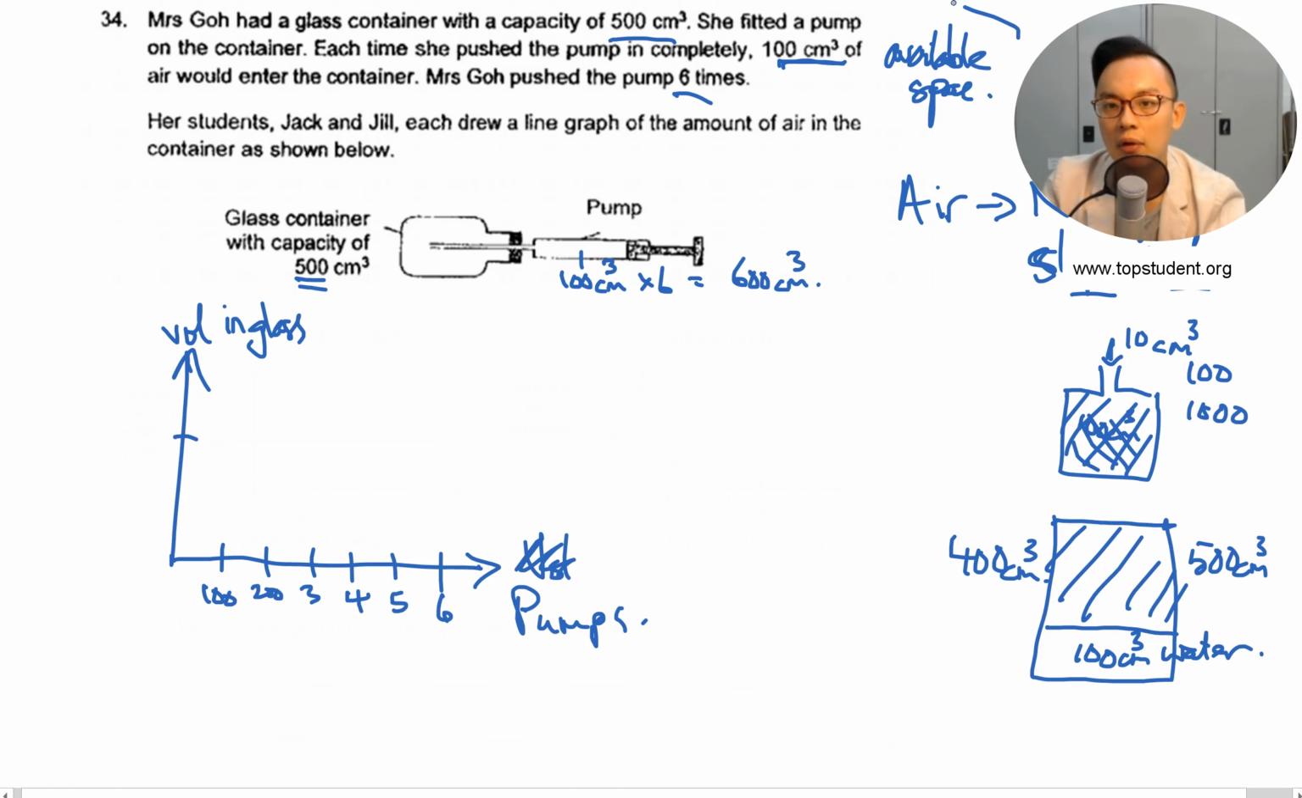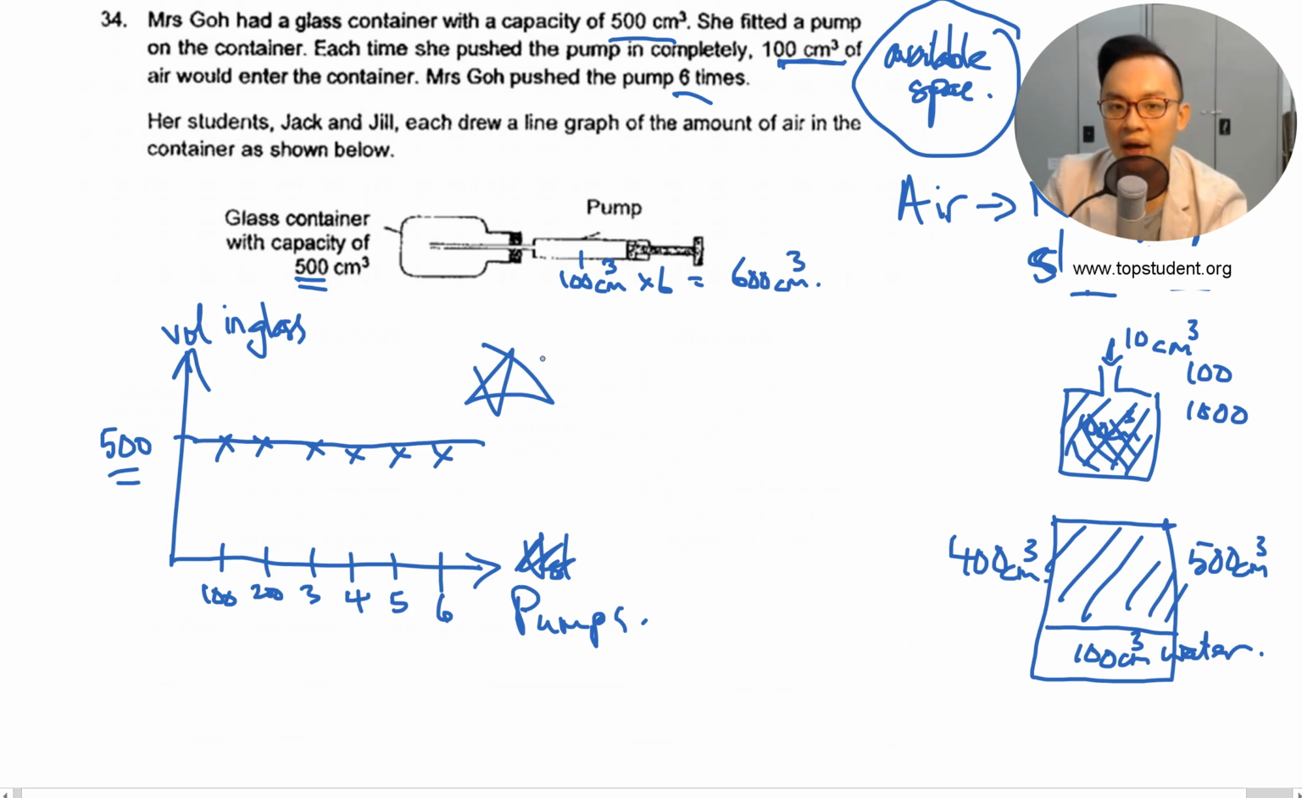Like I said, air will take up all available space. So at the first pump, it will be at 500. Although there's only 100 cubic centimeters of air, it will take up all 500 of the capacity. And then the second pump, it will also be at 500, and so on. So it should be a straight line. This is something you have to learn and remember. Air will take up all available space, no matter whether there's more or fewer cubic centimeters. So it will be a straight line graph of air.